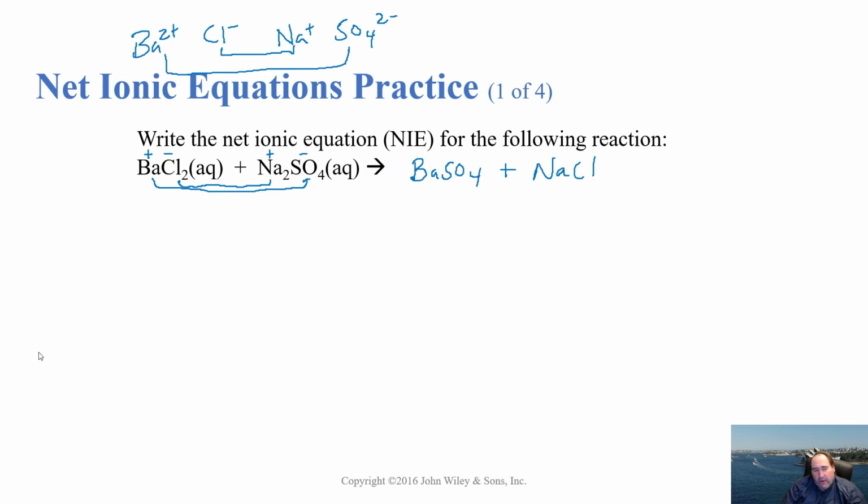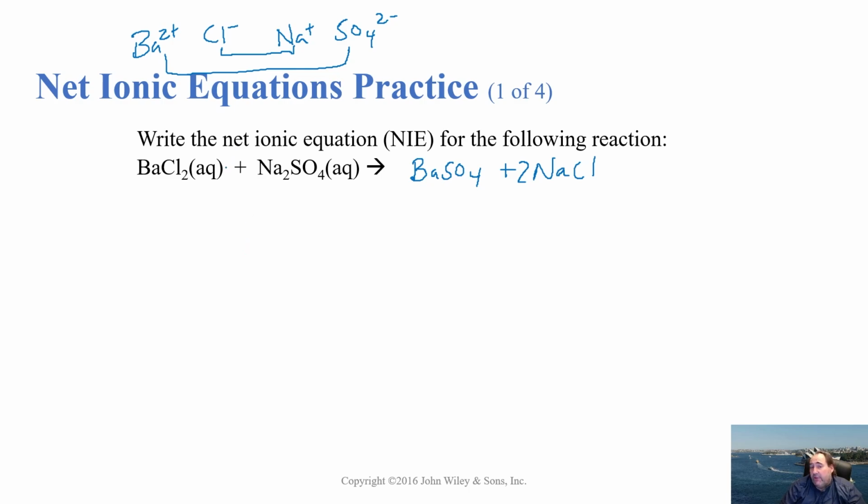So once again, we're not worried about balancing it. We want to get the right formulas down. Now we definitely should be worried about the balancing. So we do need to do a little balancing. And I believe in this case, just a 2 right about there should do the trick. And that should give us 2 sodiums and 2 chlorides, 1 sulfate, 1 barium.